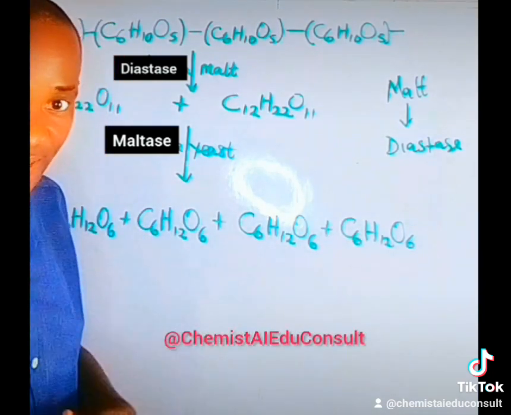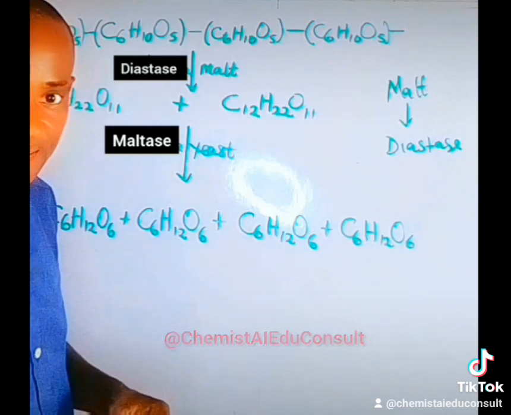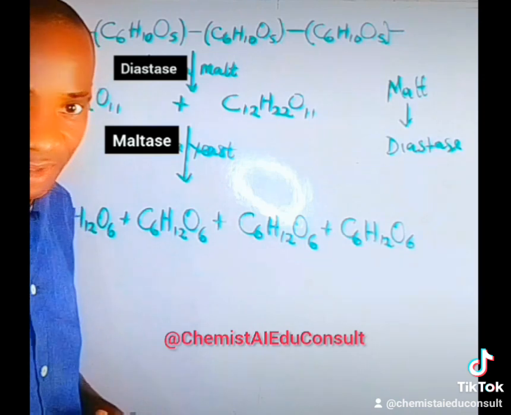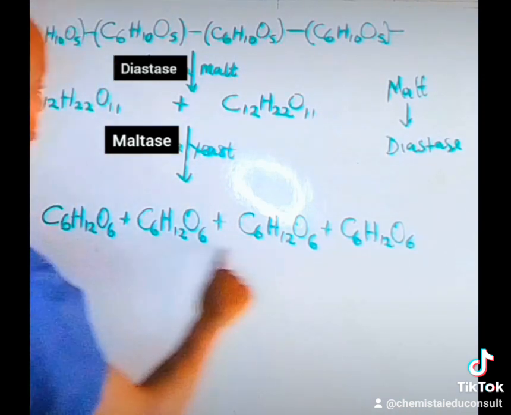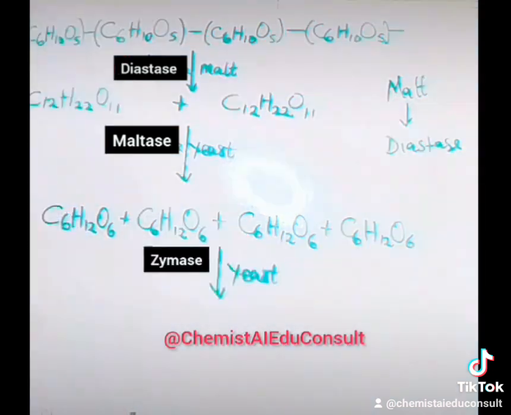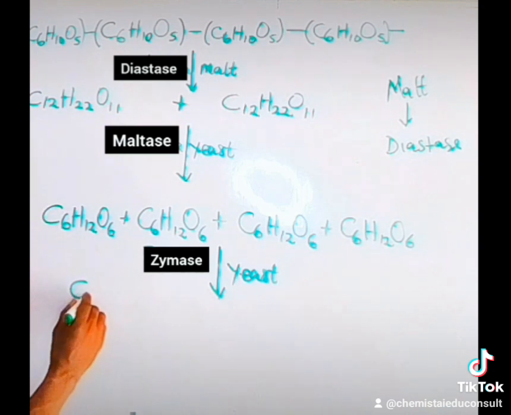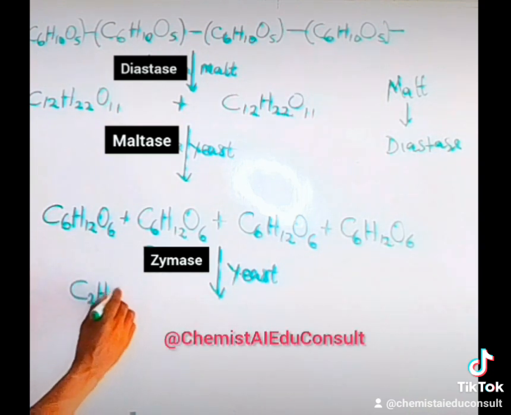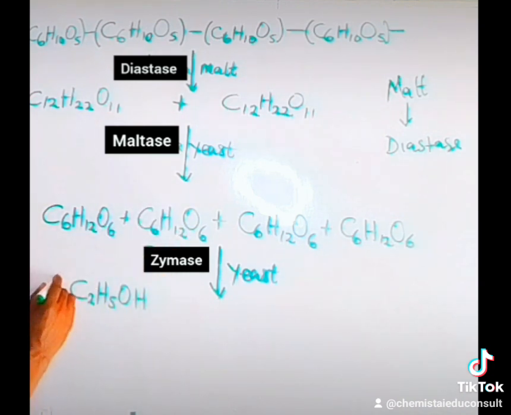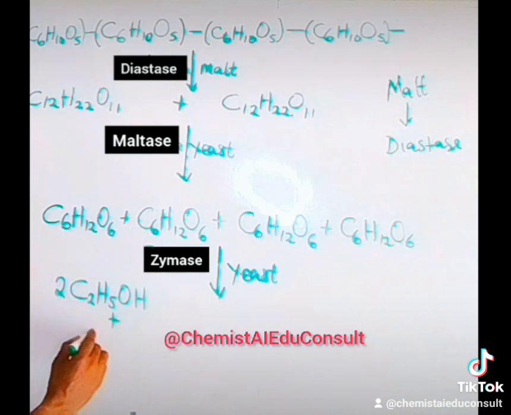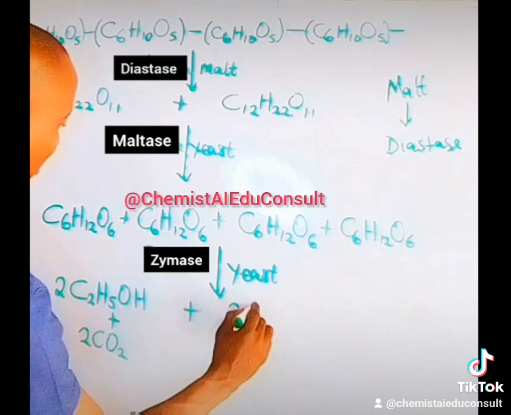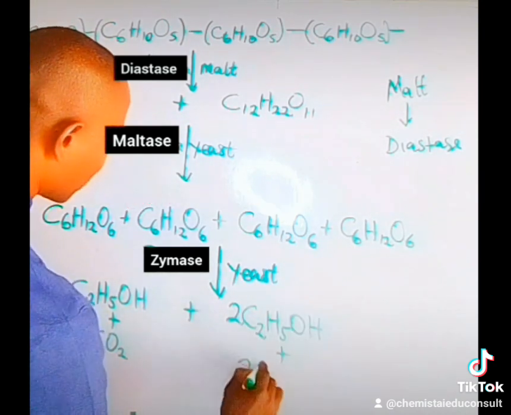Then there is a second enzyme from yeast, and that is zymase. Zymase will do the last function of breaking down glucose into ethanol and carbon dioxide. Ethanol is C2H5OH. And because glucose molecules are 2, these ethanol molecules will be 2 plus 2 carbon dioxide, plus the same thing, 2 ethanol plus 2 carbon dioxide.